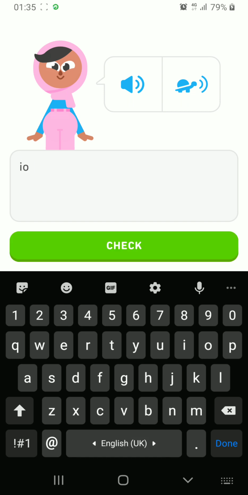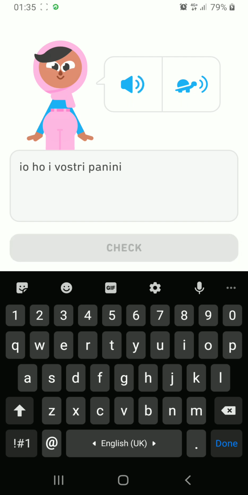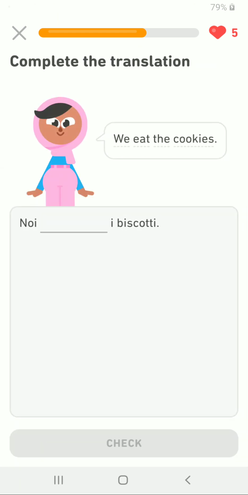Io ho i vostri panini. Notice that when she's talking, she's putting the O and E together, and it sounds like io ho i vostri panini. So be careful, don't get confused. In Italian, they like to do contractions of words and so on. So it's very common in the Italian language.